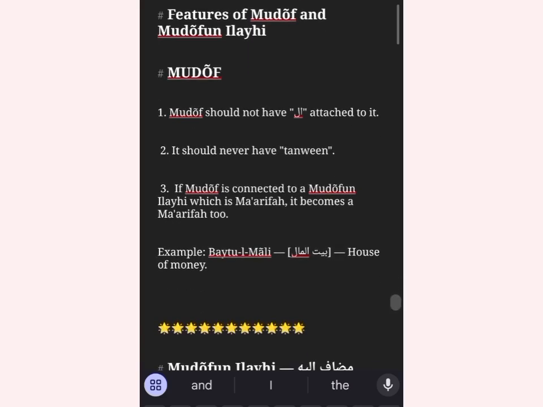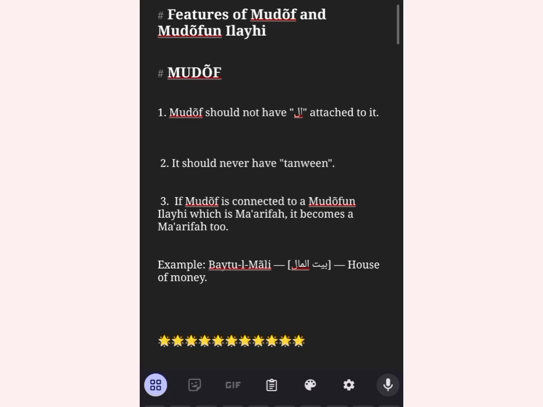Okay, let's take mudaf first. Firstly, we're going to talk about the features of mudaf. Mudaf, the first thing is it should not have alif and lam attached to it. And that's why when we have كتاب الطالب, kitab is mudaf, so it does not have any alif and lam. And the second thing, it should not have tanween. Take a look, kitabu, it does not have tanween, not kitabun, no, kitabu, you add it to a talib.